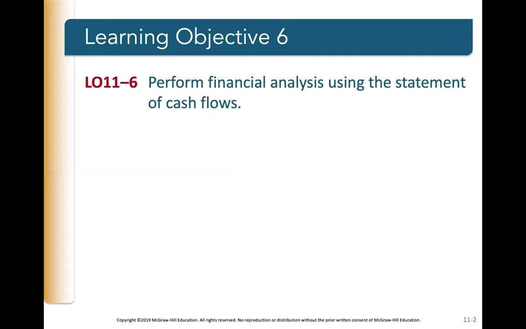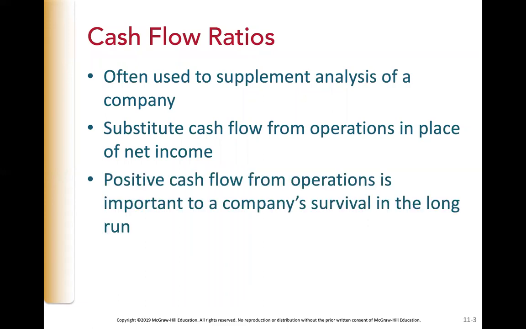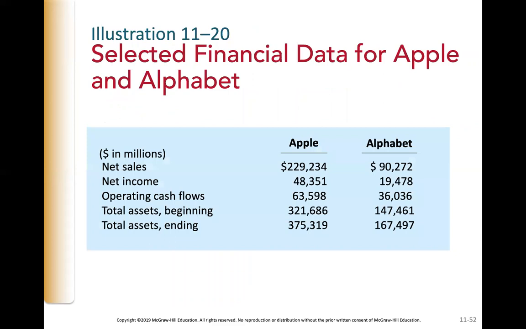Substituting cash flows from operations in place of net income offers additional insight in the evaluation of a company's profitability and financial strength. So here's some selected financial data for Apple and Alphabet companies. We're going to re-examine financial ratios introduced in Chapter 7, return on assets, profit margin, and asset turnover, by substituting net cash flows from operating activities in place of net income.